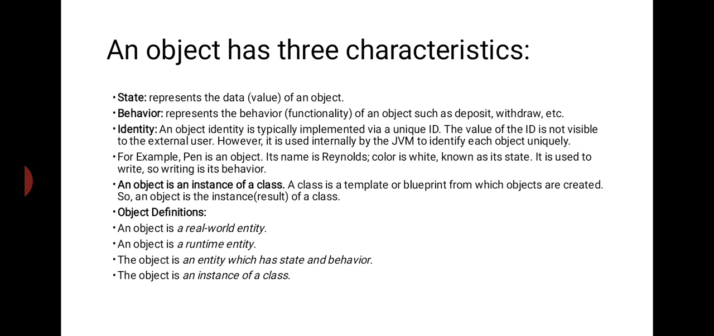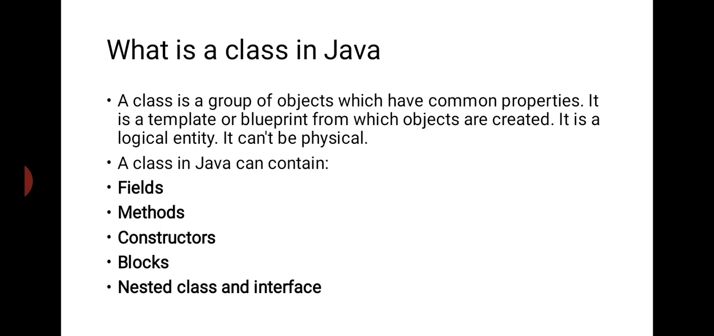An object is an instance of a class. Different definitions for objects can be: it is a real world entity, a runtime entity, an entity which has state and behavior, and it is an instance of a class. What is a class? A class is a group of objects which have common properties. It is a template from which objects are created. It is a logical entity and it cannot be physical. A class in Java contains fields, methods, constructors, blocks, nested classes, and interfaces.